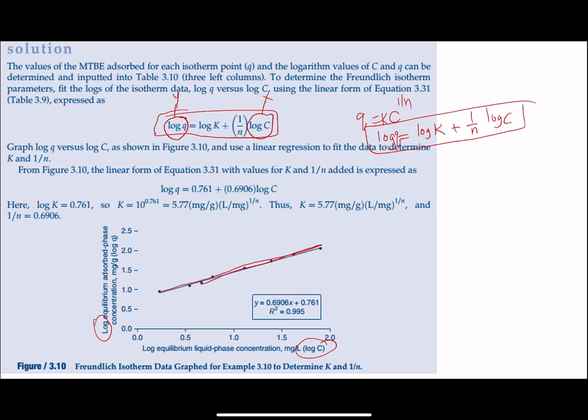And you will have a straight line. And of course, Excel will give you the equation, and of course, r squared 0.995, that's nice. So this is the slope, 0.6906, and the slope is equal to 1 over n. 1 over n is the slope, and 0.761 is equal to log k. So log k is 0.761. You could find k, 10 to the power 0.761, and that's 5.77 with the units given. So k is 5.77, and 1 over n is 0.6906.